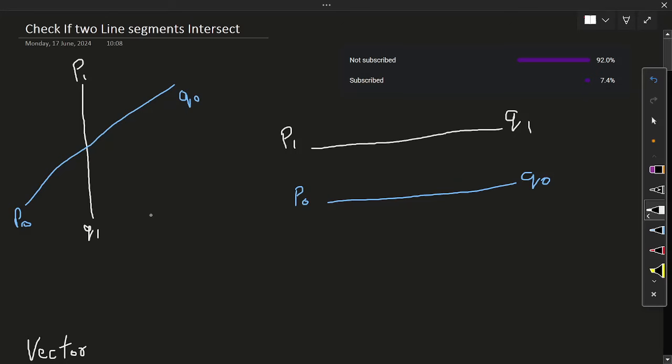So here is the diagram. This question is based on geometry, and I don't think it is usually asked in interviews. We have a line P0Q0 and another line P1Q1. According to this diagram, we return true if they intersect, else we return false. Before jumping directly into the question, we have to know a few things beforehand.